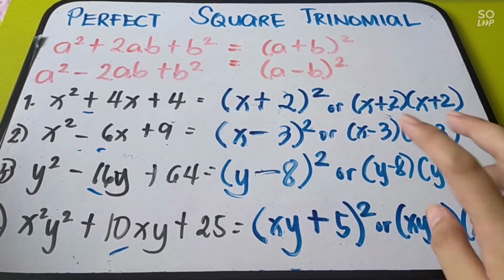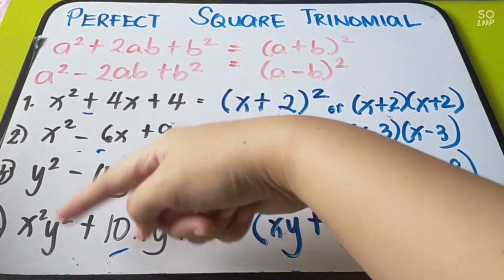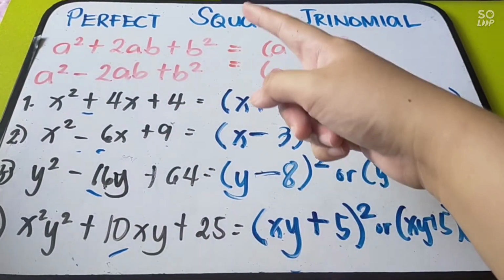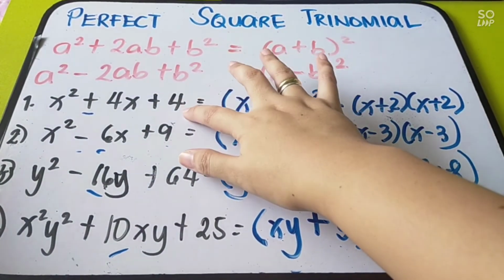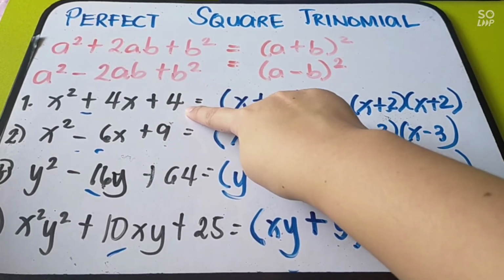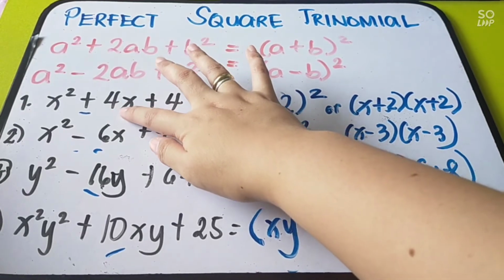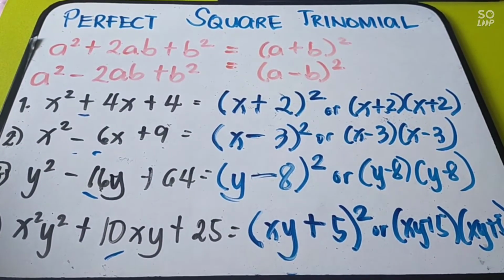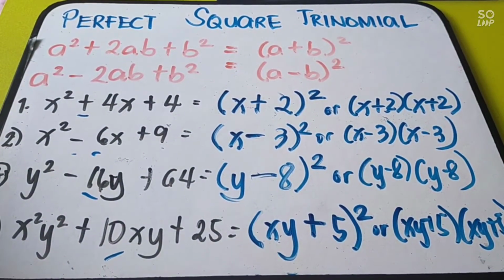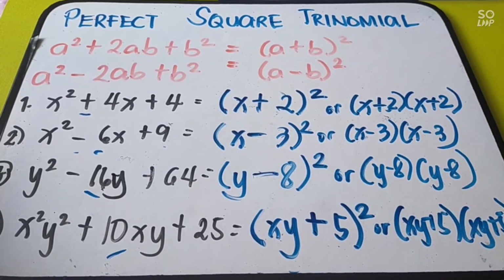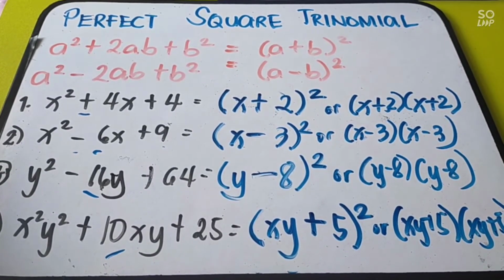You are going to check if your first term and the last term are perfect squares, and then if you find the square root of the last term, then multiply it by 2, ang kinalabasan ay yung gitna, therefore that is a perfect square trinomial. Is it clear? Now let's move on to the next factoring.